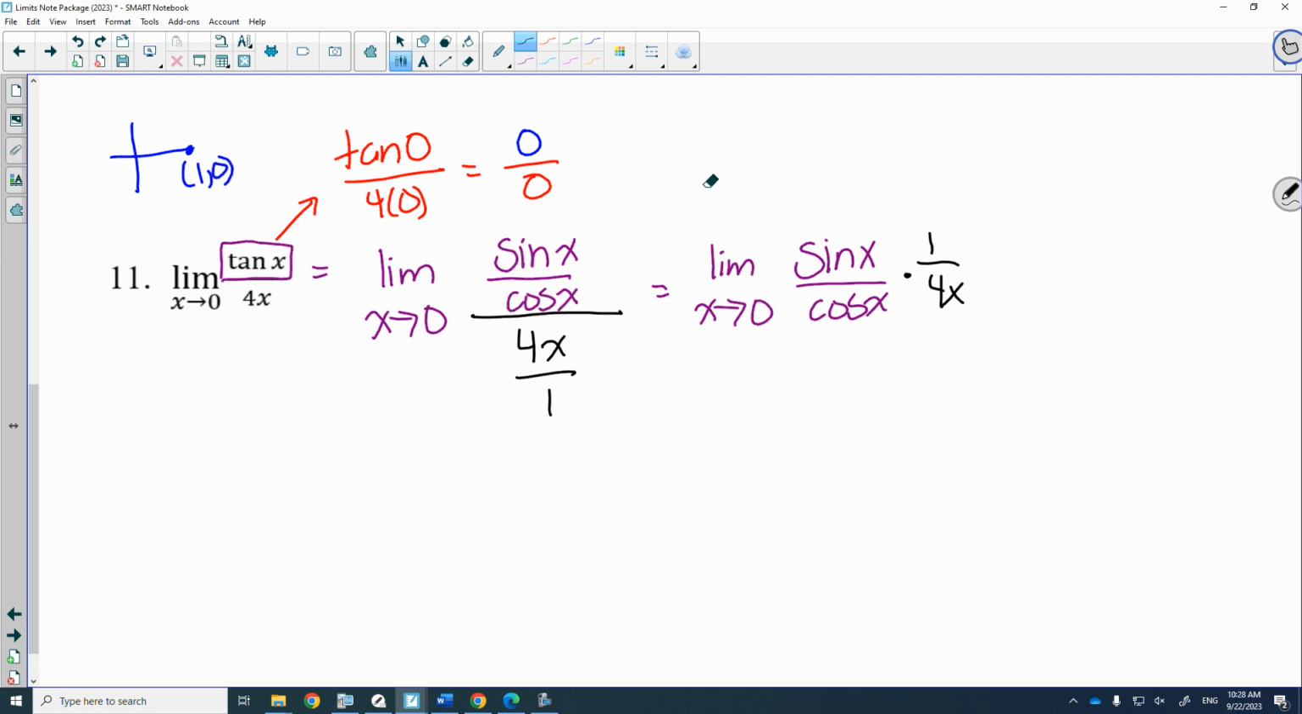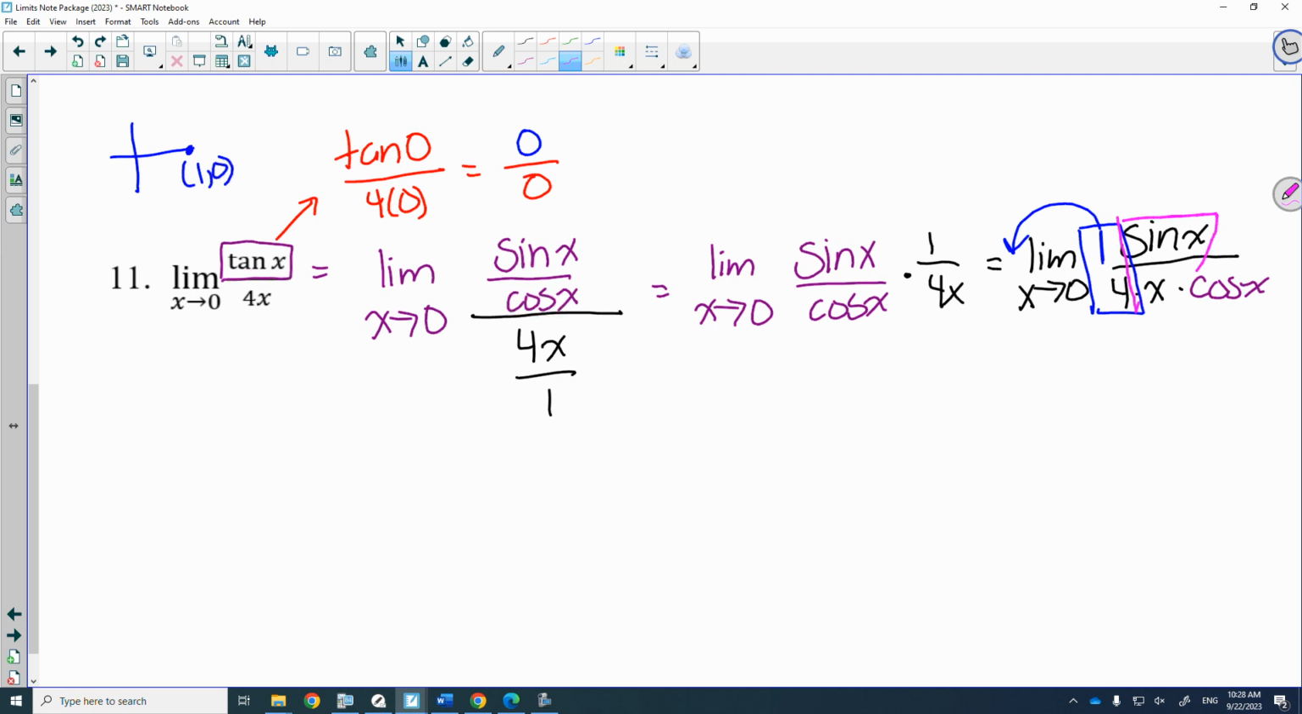Okay, let's rewrite this so you could see it a bit better. The limit as x approaches 0, I have sine of x in my numerator. In my denominator, I have a 4, I have an x, and I have a cosine of x. 1 over 4 is a constant. I'm going to get rid of that. Here is the case that we're always trying to make, sine of x over x. And then it doesn't matter if cosine is in the denominator because when I input 0, cos of 0 is simply 1.